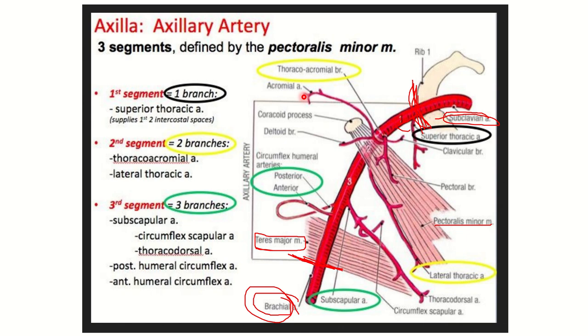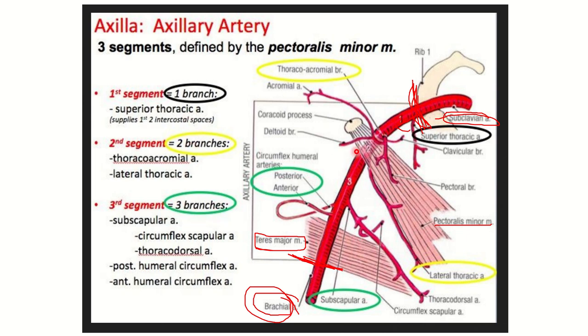And the acromial artery is one of the branches that supplies the acromion area. So the thoracoacromial artery, which is a branch from the second segment, is one of the large arteries, and it gives rise to 4 branches: clavicular, pectoral, deltoid, and acromial. So from the first part 1 branch, second part 2 branches, and the third part, or third segment, 3 branches. So it is easy to remember: first segment 1 branch, second segment 2 branches, and third segment 3 branches. So totally 3 plus 2 plus 1, that means 6 branches.